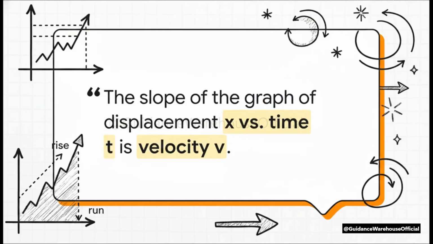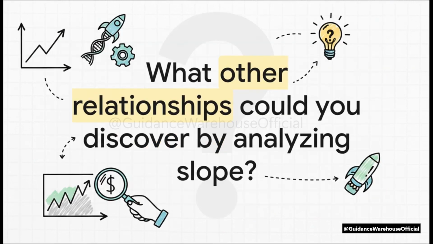You know, if you only take away one single thing from our time together today, let it be this. The slope of the graph of displacement x versus time t is velocity v. That simple sentence is the absolute foundation for all of this. Burn it into your brain. So you now have the key to decode motion graphs.